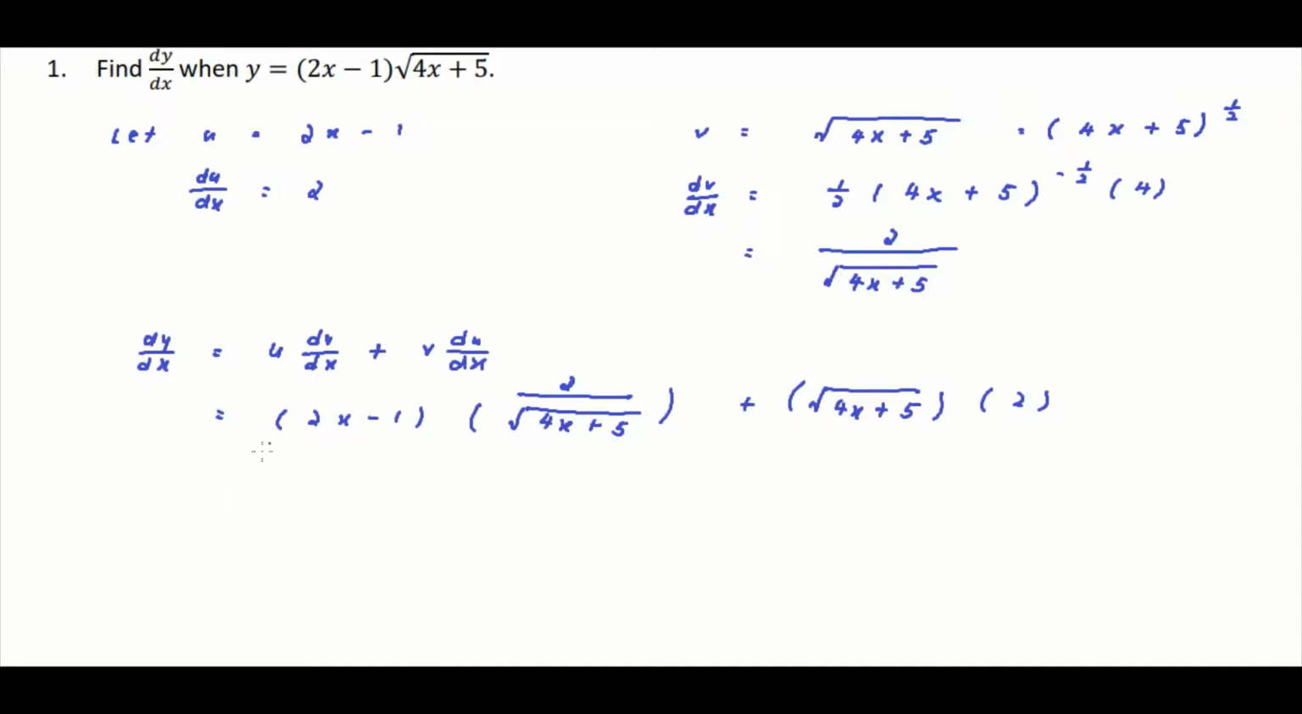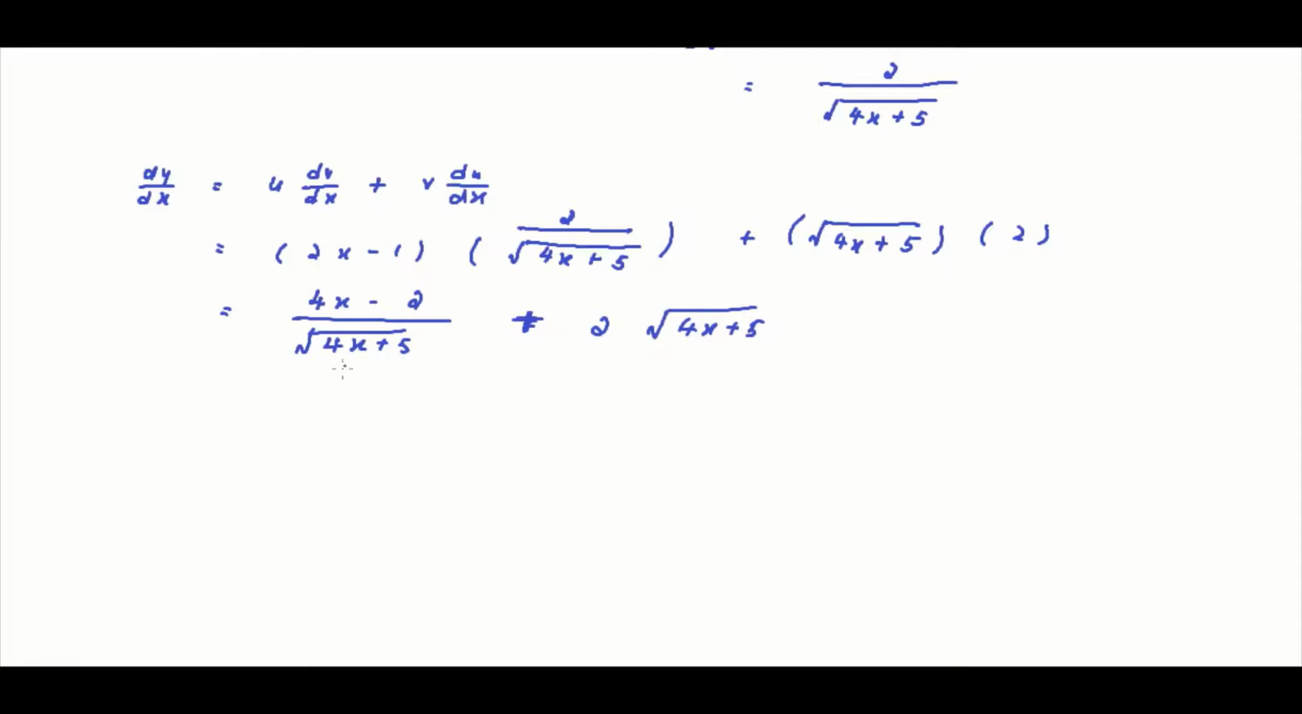Okay, so let us try to simplify it. So you get (4x minus 2) over the square root of 4x plus 5, plus 2 square root 4x plus 5. Sorry, this is plus. So let's simplify them, then put them into a single fraction. So we try to simplify the denominator part. We try to multiply this term with square root 4x plus 5 over square root 4x plus 5.